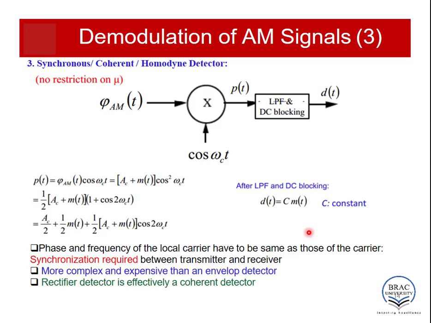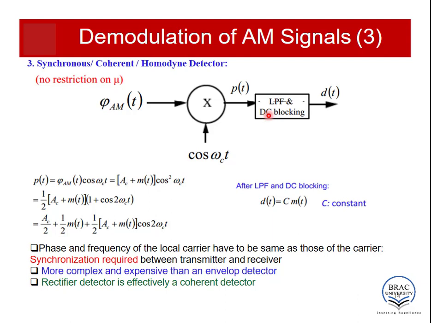Finally, the last type of demodulator circuit we are going to talk about here is the synchronous detector. It has other names like coherent detector or homodyne detector. The operation of this demodulator is the simplest. You just have to multiply the modulated signal by the cos omega c t carrier. So the output of the multiplier will be (Ac + m(t)) cos squared omega c t. If we apply the formula 2 cos squared omega c t equals 1 plus cos 2 omega c t, we will get this: half into (Ac + m(t)) into (1 + cos 2 omega c t).